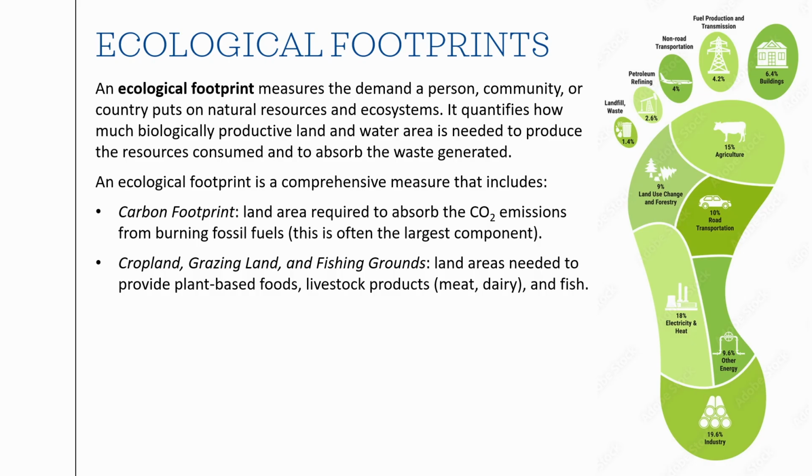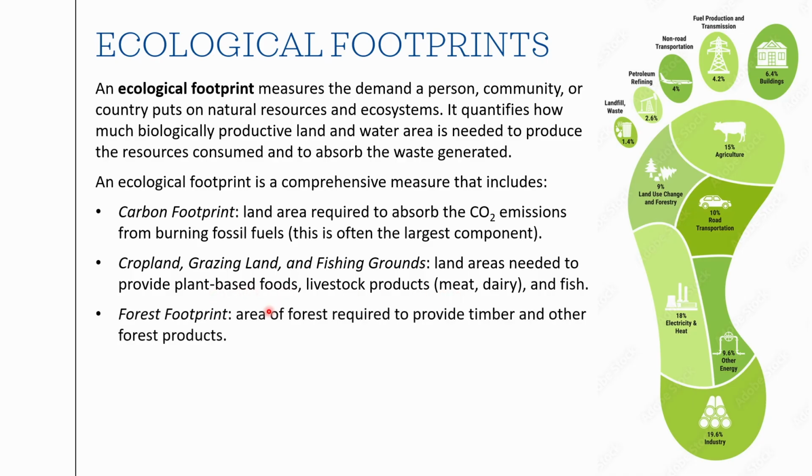The 10% rule tells us that 90% of the energy that's stored in plants will be wasted as sheep or cows feed on it, right? So therefore, a meat-based diet requires a lot more land than a plant-based diet. A forest footprint is an area of forest required to provide products that you use, whether it be lumber, paper, etc.